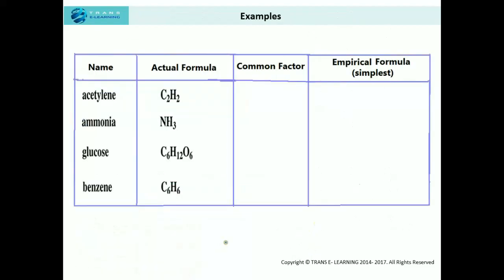Now let us practice a few more. Here we have already done acetylene. We will take the common factor as 2, so the empirical formula will be CH. In ammonia we have 1 atom of nitrogen and 3 atoms of hydrogen. Though this ratio represents positive integers, they don't have any factor in common. So this formula itself represents the empirical formula. So the empirical formula of ammonia will be NH3, same as its actual formula.